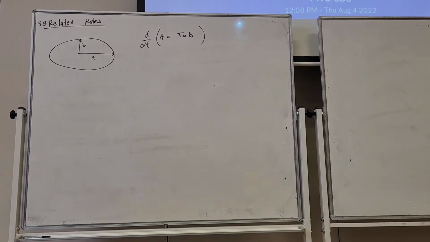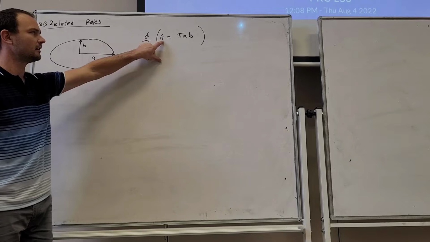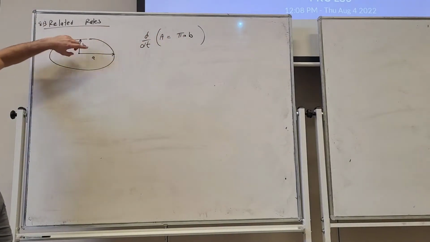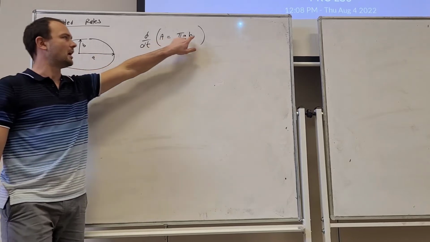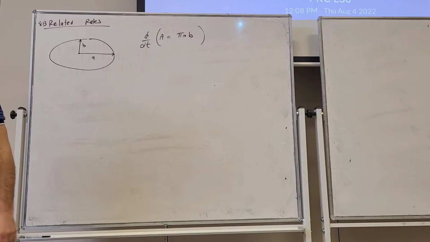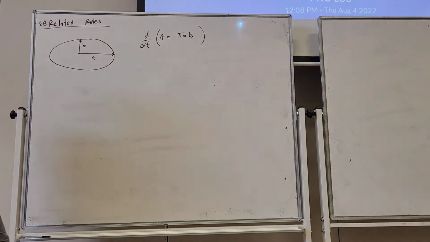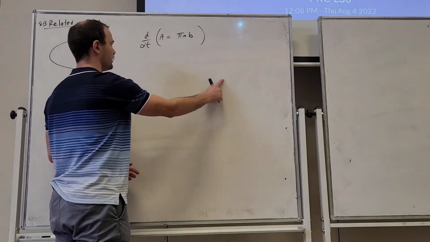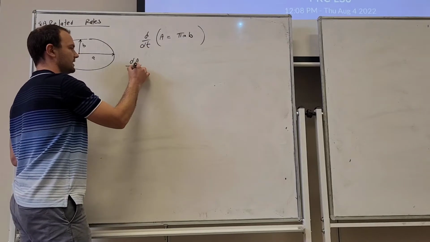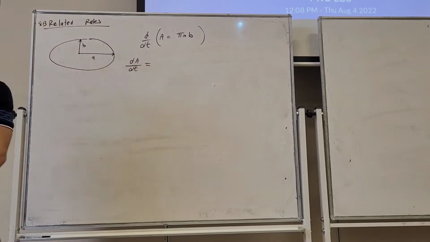Capital A is a variable because it's the area. Lowercase a is a variable because it's the horizontal axis of symmetry, and lowercase b is also a variable because it's the vertical axis of symmetry. So they're all variables in the context of the question, and we're differentiating all of the variables with regard to time. So on the left-hand side, we're going to have dA on dt.